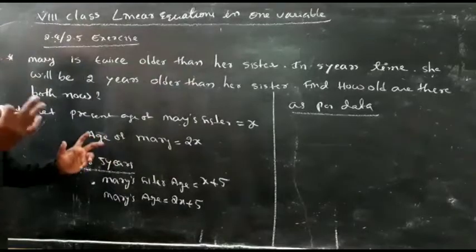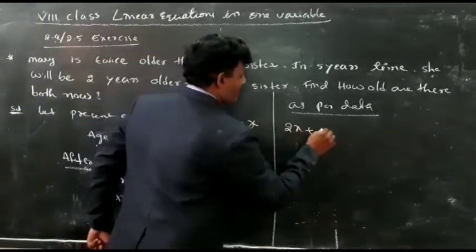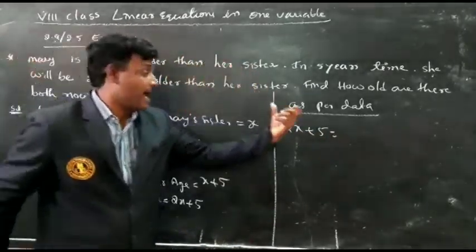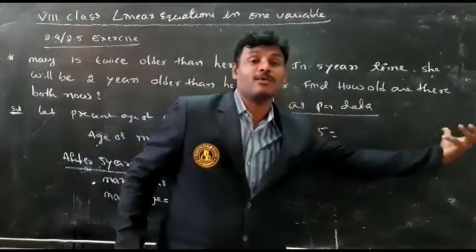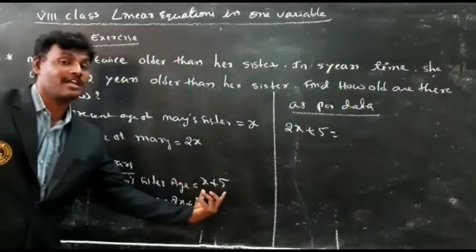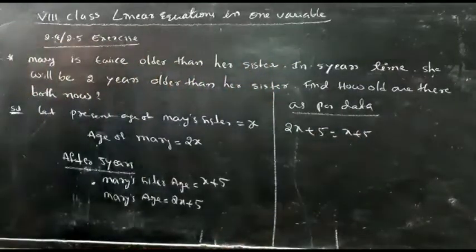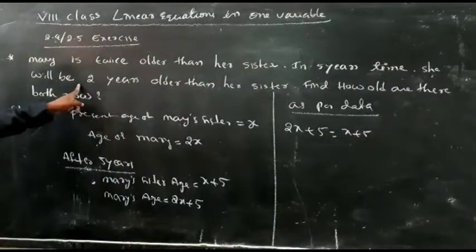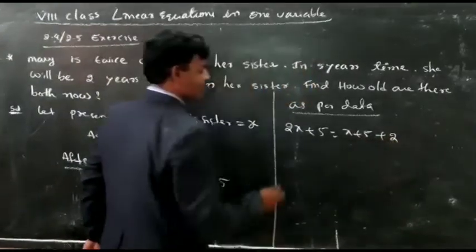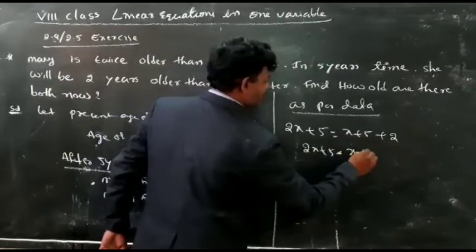So what is Mary's age after 5 years? 2x plus 5. After 5 years, Mary's age is 2x plus 5. Mary's age is 2 years more than her sister's age. After 5 years, what is her sister's age? x plus 5. Plus 2. Why? Because 2 years more than. So 2x plus 5 is equal to x plus 5 plus 2, that is x plus 7.